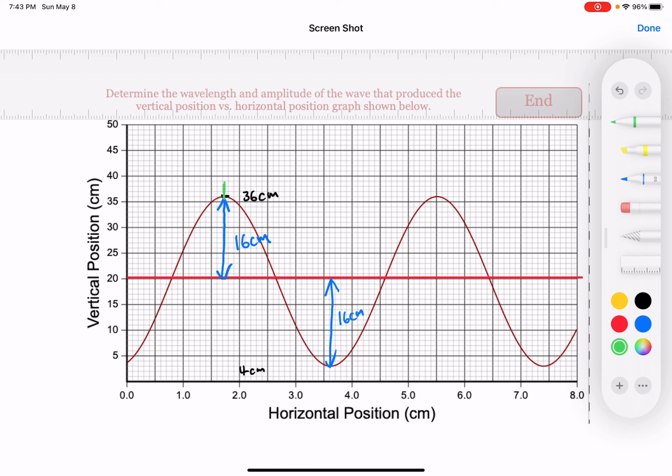To get your wavelength, you go from the highest points or the lowest points on your graph, however you want to do it, but you want to do exactly one full sine curve. So if I go from this green line, this is somewhere around 1.7 centimeters. I go to the next green line, which is exactly one sine curve. That's 5.5 centimeters. And then I simply subtract those two numbers. That will tell me the wavelength of my wave. And again, you could leave that in centimeters.